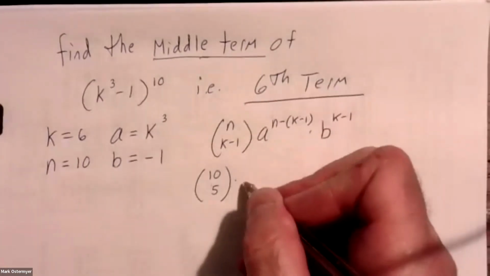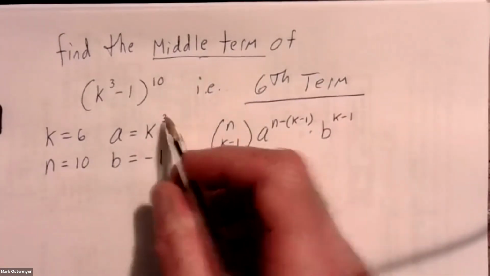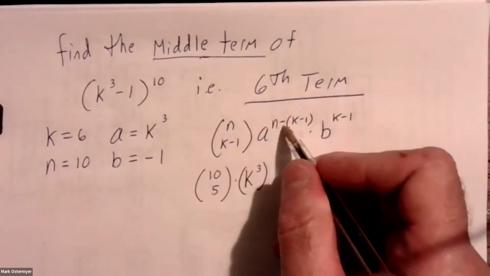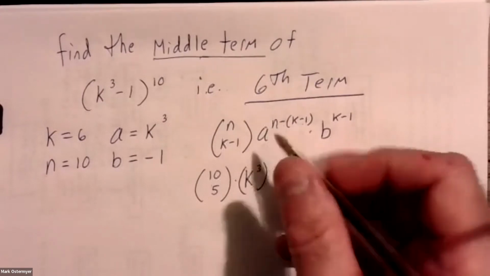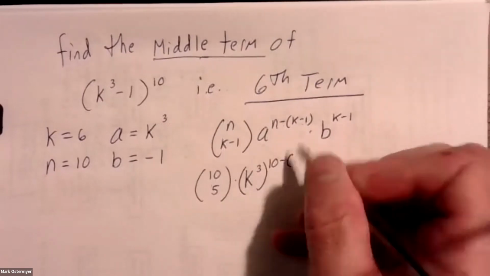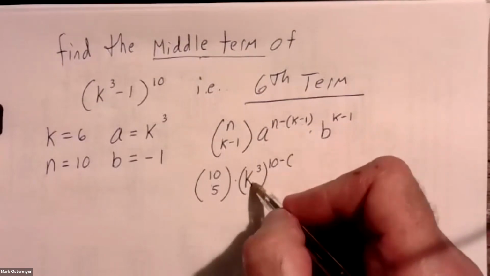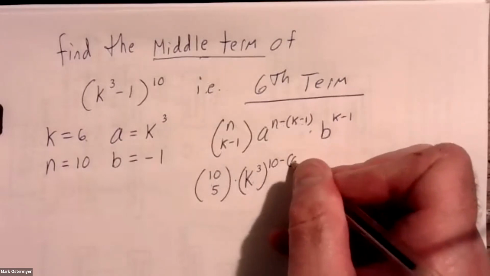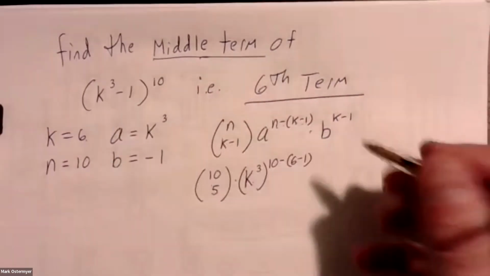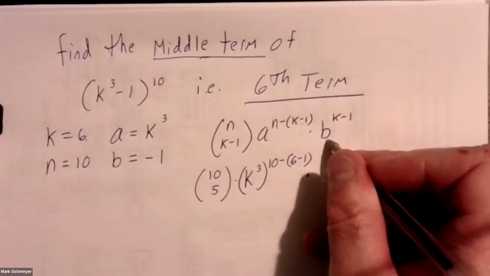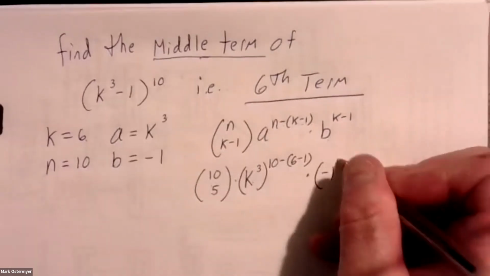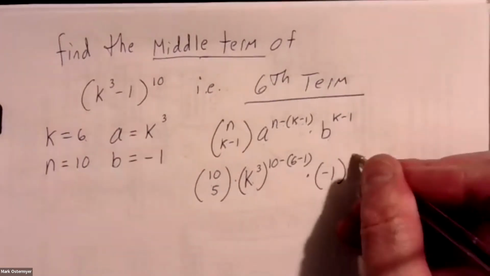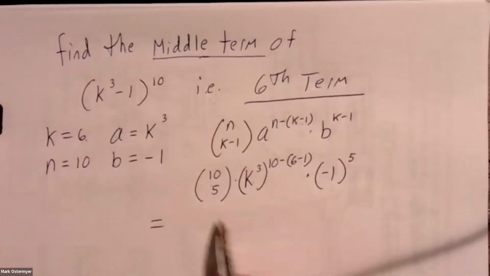Okay. Then our first term is k cubed. We've got k cubed raised to the n minus (k minus 1) power, n being 10, minus... don't confuse this k with this k, different k's. k is 6, 6 minus 1. Times our second term b, which is -1, raised to the k minus 1 power, raised to the 6 minus 1 power, raised to the 5th power. There you go. This is going to be our middle term.